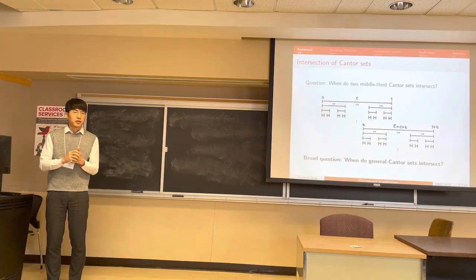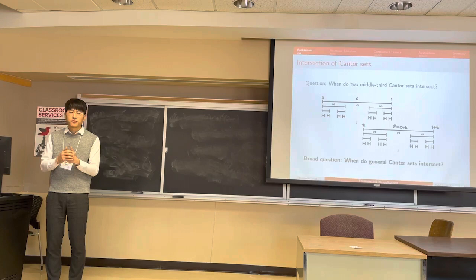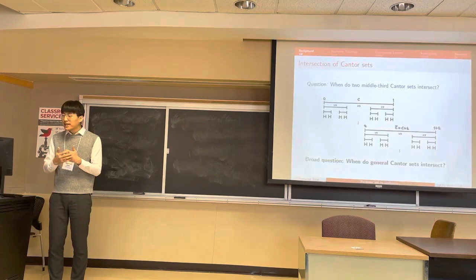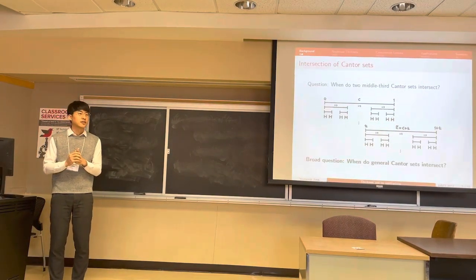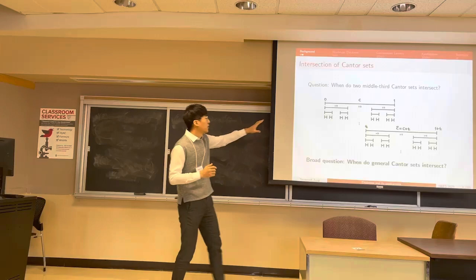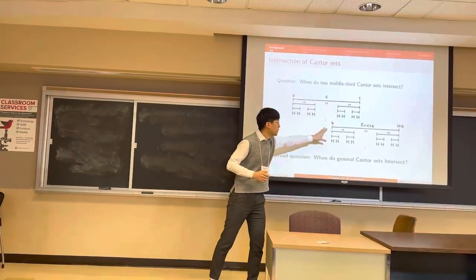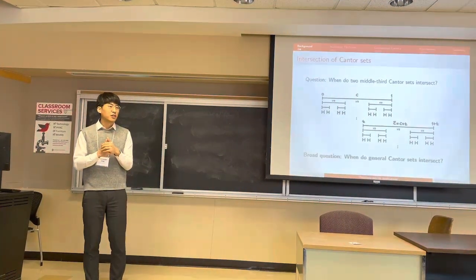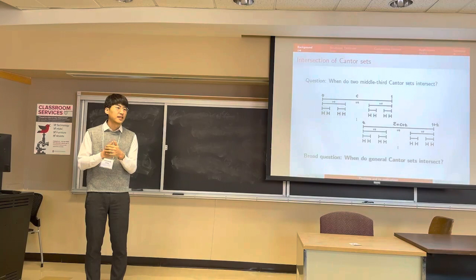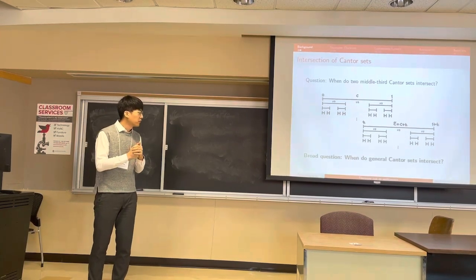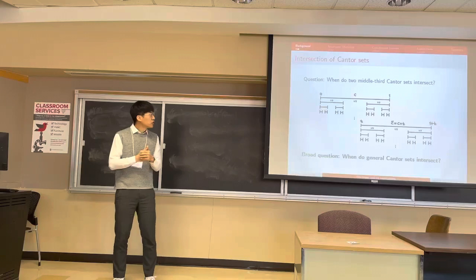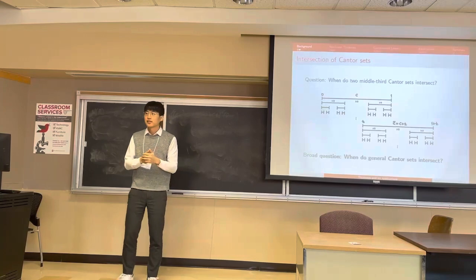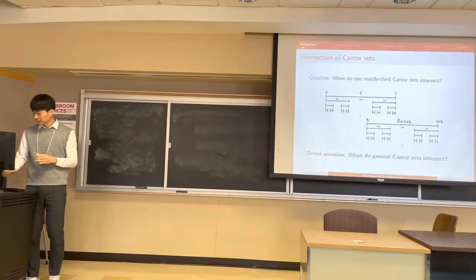Although we know many things about Cantor sets, some of the basic questions are still very difficult to fully answer. For example, it's about intersections of Cantor sets. We can ask ourselves, when do middle third Cantor sets intersect? For example, if I start with one middle third Cantor set, I translate another copy of it and ask if they would still intersect. And the answer is actually yes. This directly follows from the fact that when we add two middle third Cantor sets, we actually get a full interval from 0 to 2. But we can ask a broader question. Just like the middle third Cantor set, when would general Cantor sets intersect? And this question actually turns out to be quite difficult to fully answer.